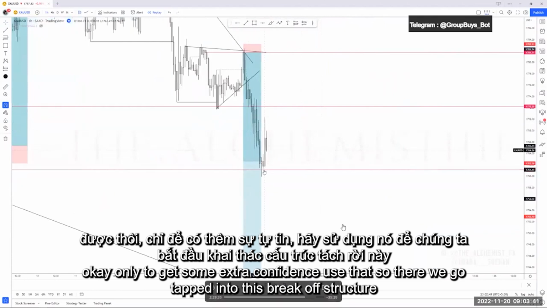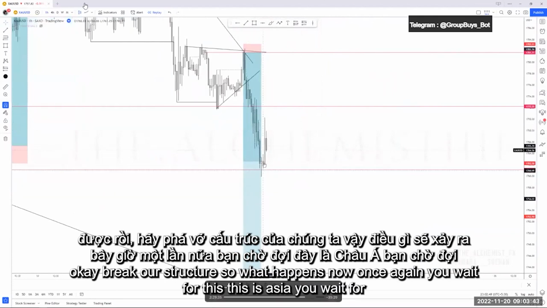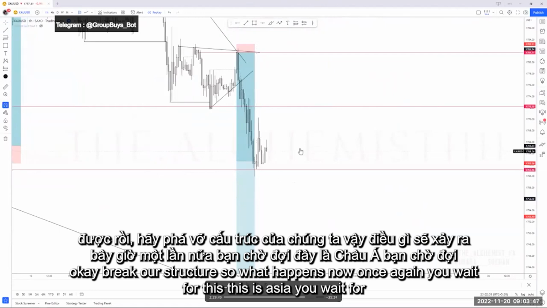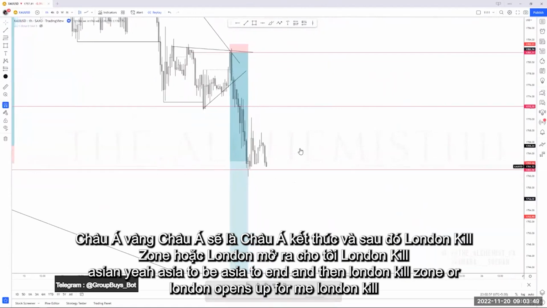So there we go. Tapped into this breakout structure. Okay, breakout structure. So what happens? Now once again you wait for this. This is Asia. You wait for Asia to end, and then London kill zone or London open.